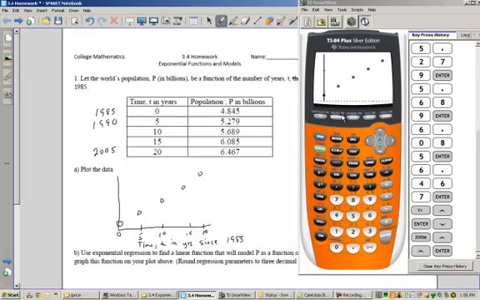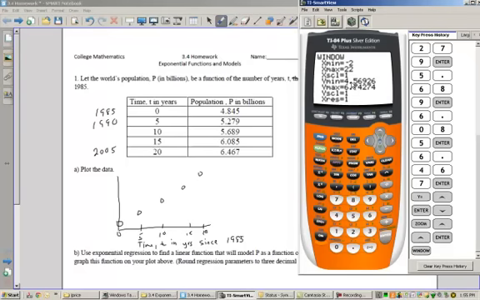For the output, we can look at the window and we see our output starts at about 4.5 down here, and goes up to about 6.7 billion people. So right here, maybe this is the population P, make sure you put in billions. And then we can title this World Population.